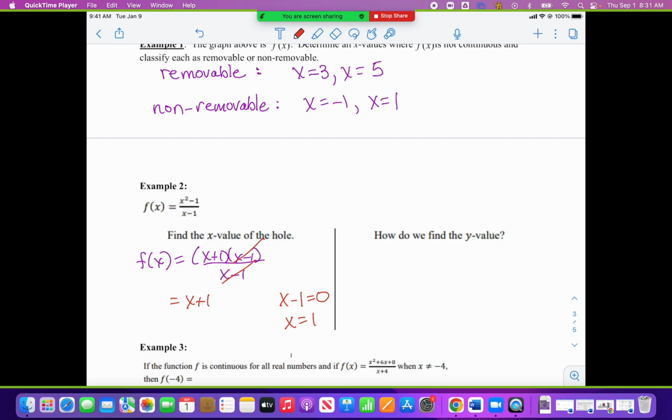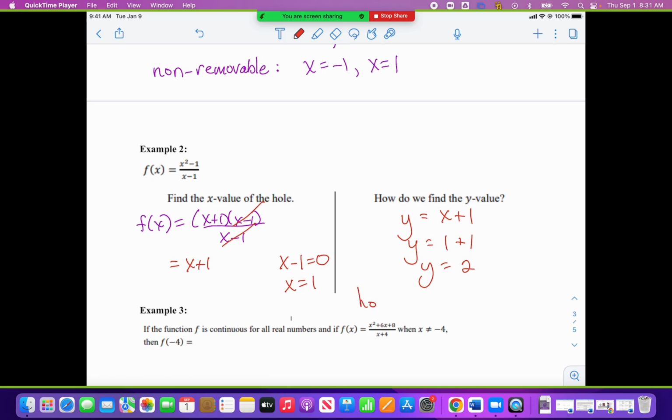And then, Sophie, how do we find the y-coordinate of the hole? You plug in the x value into the equation. Okay, if I plug it into the original, don't I have a problem? Yeah, you have to plug it into the factored one. Yes, I'm going to plug it into my factored, reduced one. So the hole would be at (1, 2).